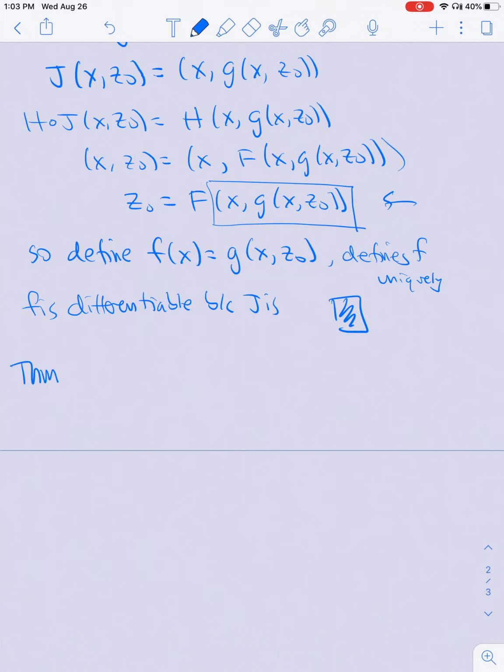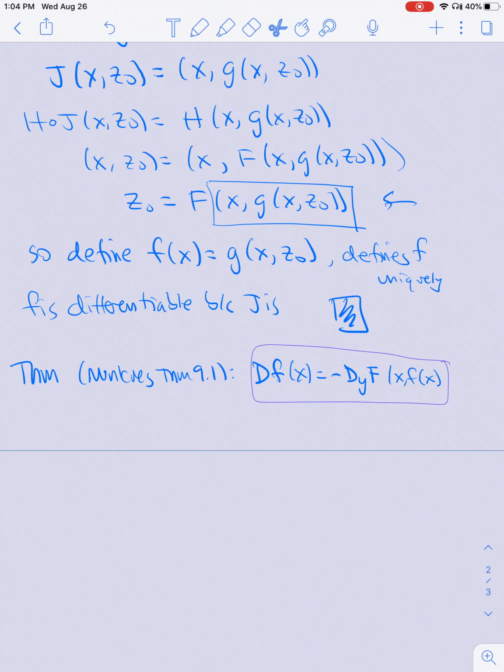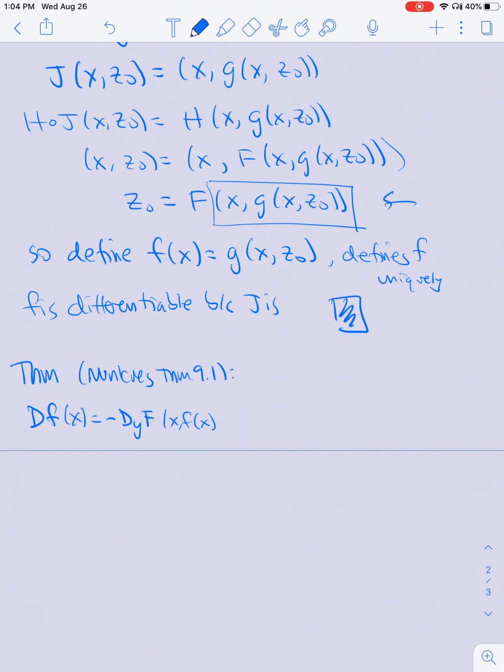So this theorem is Munkres theorem 9.1. It doesn't really have a name. The theorem says that d sub f at a point x is minus d sub y of f at x, f of x, actually, I did not give myself enough space for this. Let's move it down here. Inverse multiplied by d sub x of f at the point x, f of x.